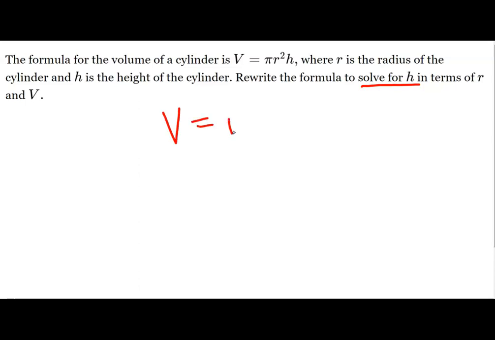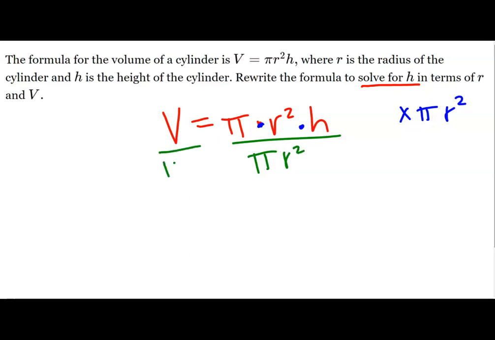So the only thing I need to do is to identify what's happening to h by filling in these times signs. So I was multiplying by pi and r squared. And the opposite of multiplying is dividing. None of these items are fractions, so I can divide by both of them at the same time. My answer will be v divided by pi r squared equals h.